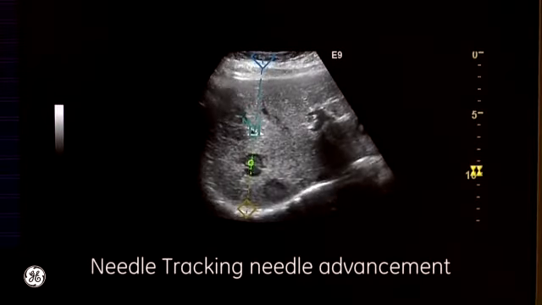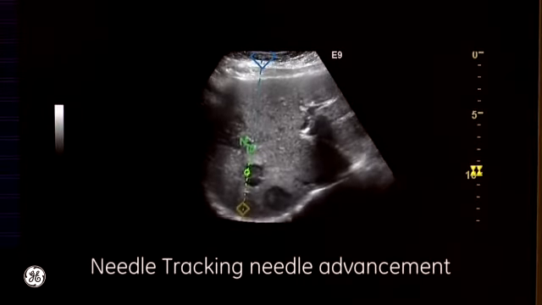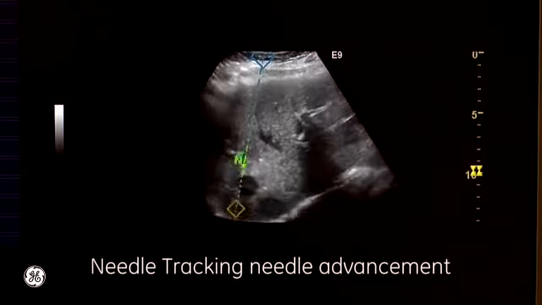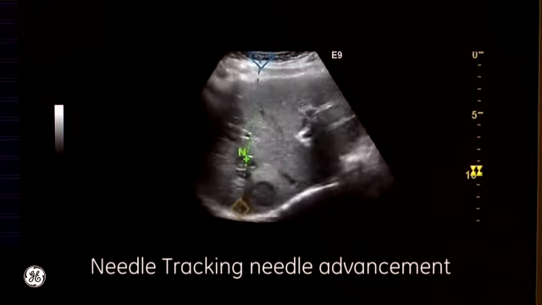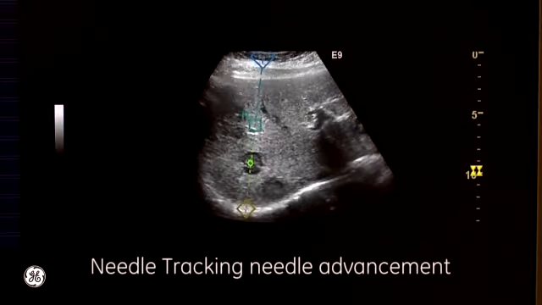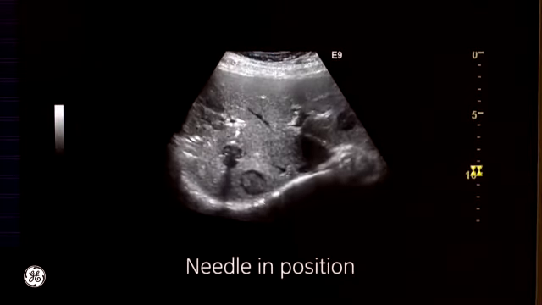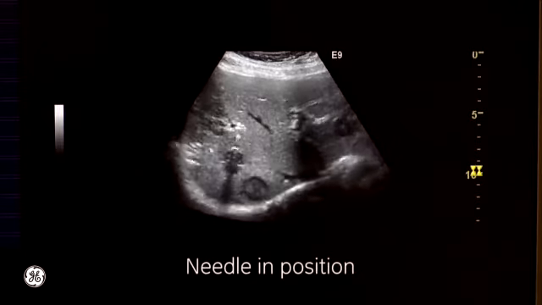Now, as we've completed our pre-planning, we're ready to advance our needle. As we can see, the needle is coming down until it hits the lesion of interest. Once our needle tip is in place, we can now remove our introducer and just continue with our biopsy procedure.